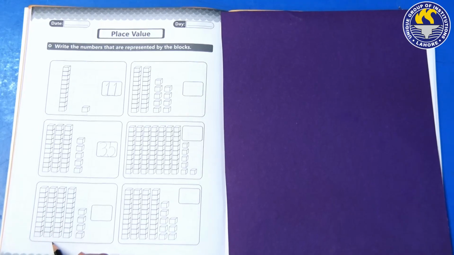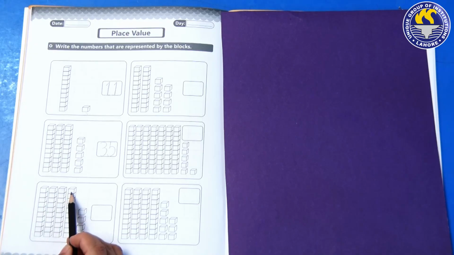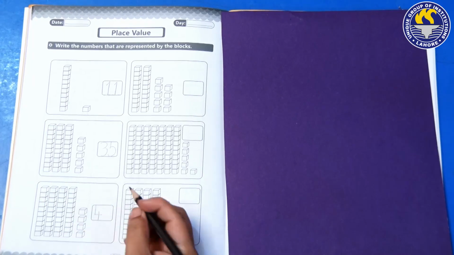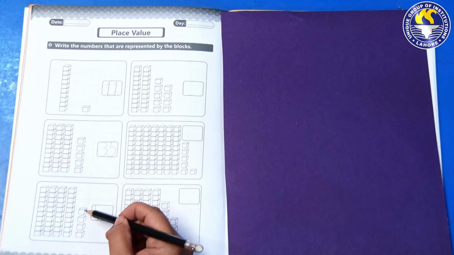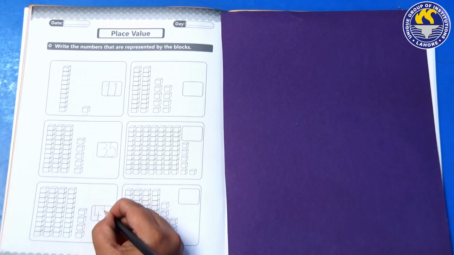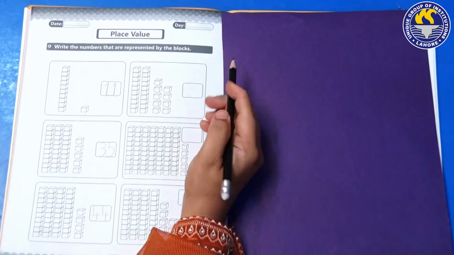Now here, count the tens. 1, 2, 3, 4. How many tens do we have? 4. Let's see how many ones we have. 1, 2, 3, 4. So 4, 4, 44. Well done.